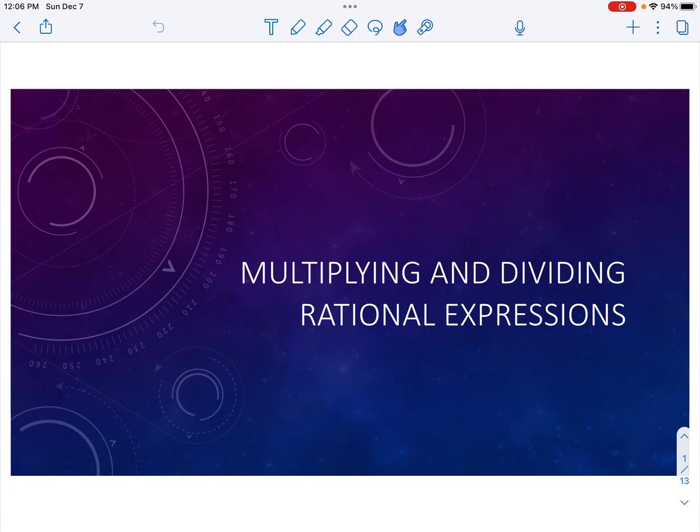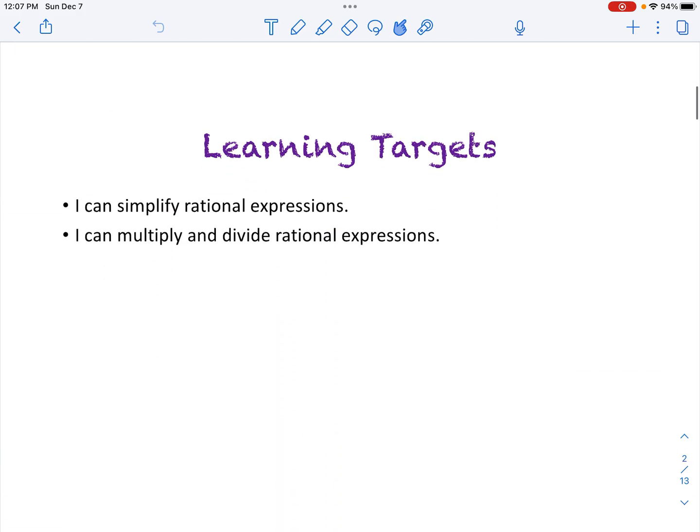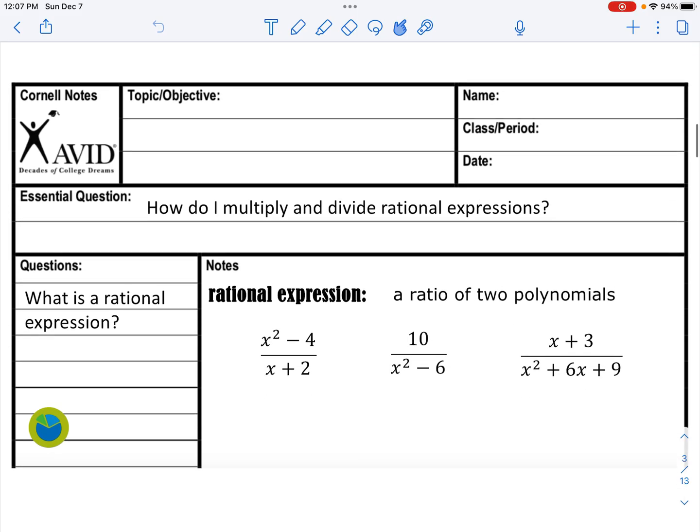Okay, now that we've gone through a factoring refresher, we're going to apply that today with multiplying and dividing rational expressions. So what is a rational expression? Well, a rational expression is a ratio of two polynomials. A ratio is just a fraction. So you have here a couple of examples, a polynomial on the top and a polynomial on the bottom.